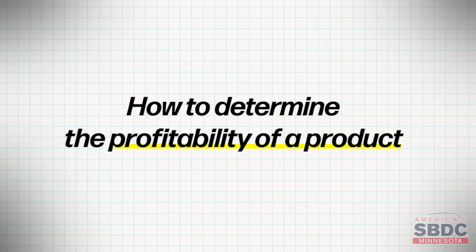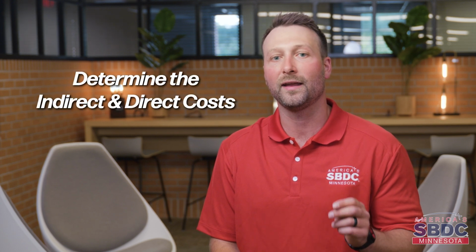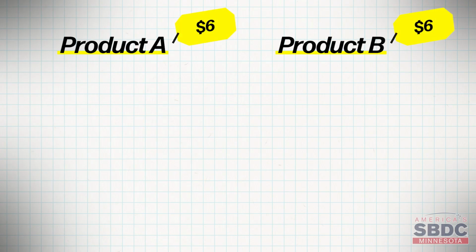Let's first look at how you would determine how profitable a certain product is. You're going to need to know how much each unit of product costs you to produce by determining the indirect and direct costs. At a high-level example, let's say that you have two products that you sell for $6. For this example, we'll say you sell the same number of each product.